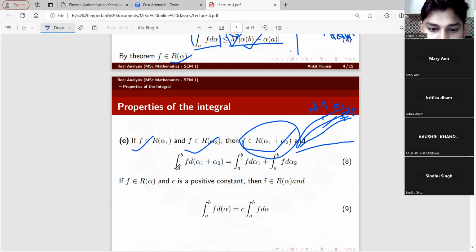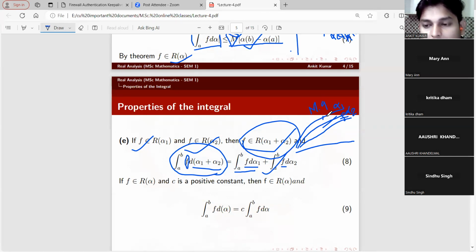Okay. And the integration of that function f with respect to d alpha 1 plus alpha 2 is equal to the integration from a to b of f d alpha 1 plus the integration from a to b of f d alpha 2. Meaning thereby the value of this integral is evaluated by evaluating the integration of the first function f with respect to d alpha 1, plus the integration of f with respect to d alpha 2. So this gives the summation form of that type of integral. First we calculate f on alpha 1 and then we calculate f on alpha 2. So this is the Riemann Stieltjes integral.